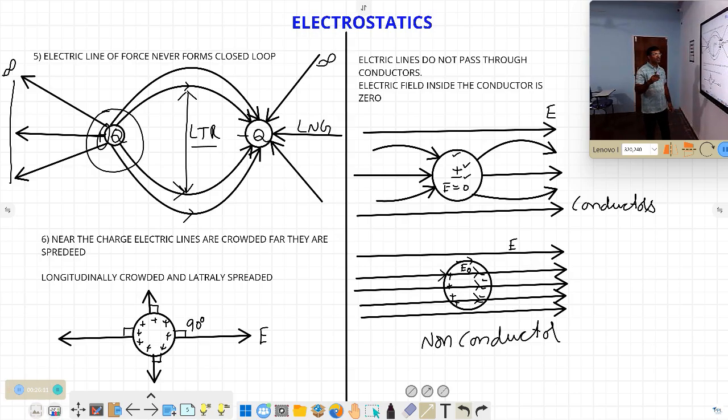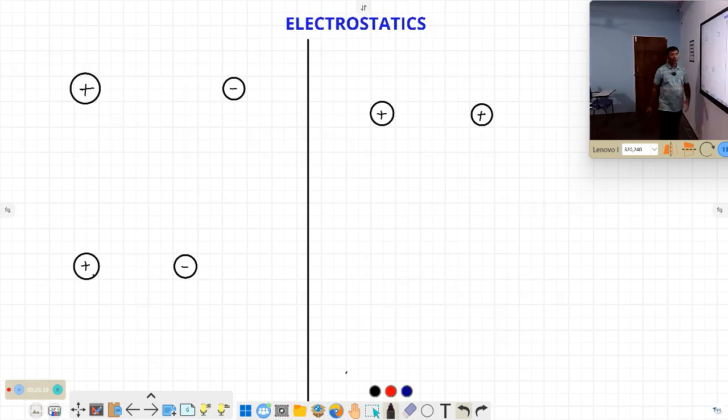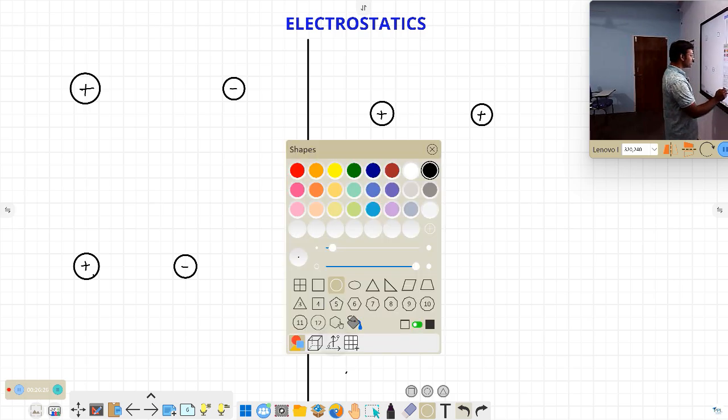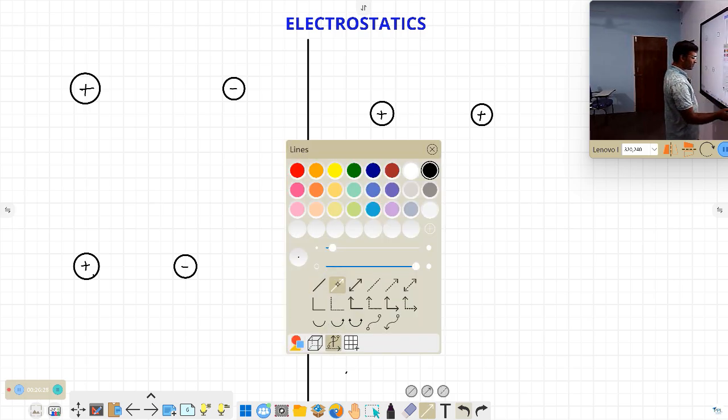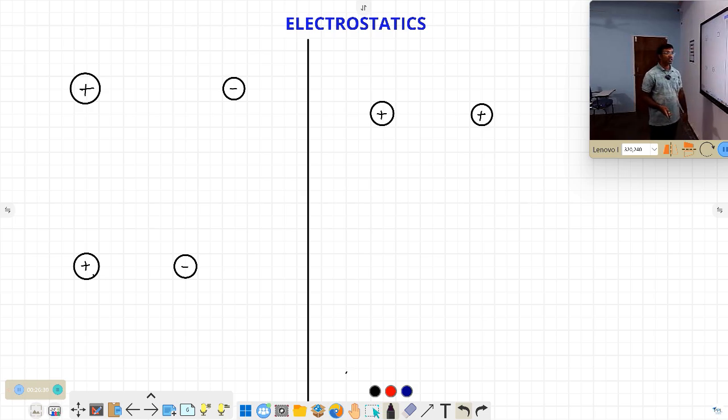Now we'll go for some diagram-based discussion of how the electric lines of force look for combinations of certain charges. We will discuss some patterns of electric lines, how the pattern will be for different charged bodies. The first case is only a positively charged body, an isolated positive charge. How will these electric lines be drawn?